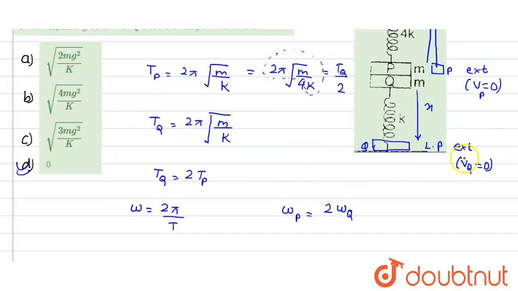So they won't be moving instantaneously at these extreme locations. They won't be moving with respect to each other. So D would be the correct option. Hope you understood the solution.